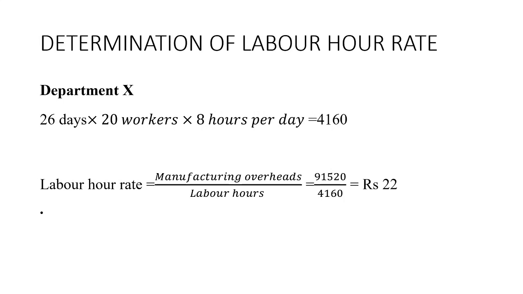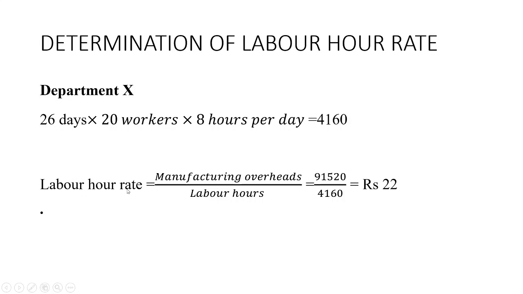So 26 working days in a month, multiplied with 20 workers, multiplied with 8 hours per day. So one worker works for 8 hours per day, we have 20 workers, and these 20 workers work for 26 days in a month. So 26 days into 20 workers into 8 hours per day is equal to 4,160 hours. So 4,160 labor hours we have.